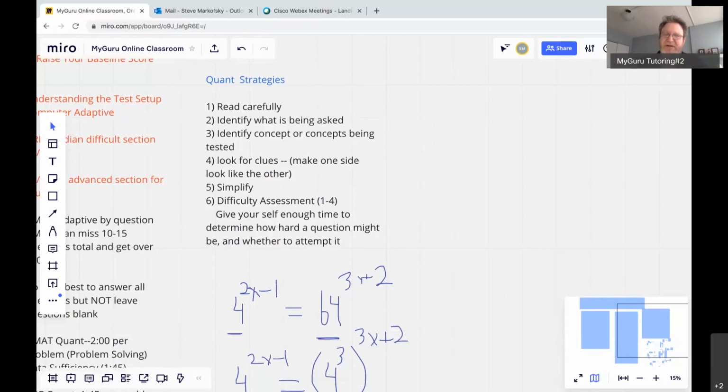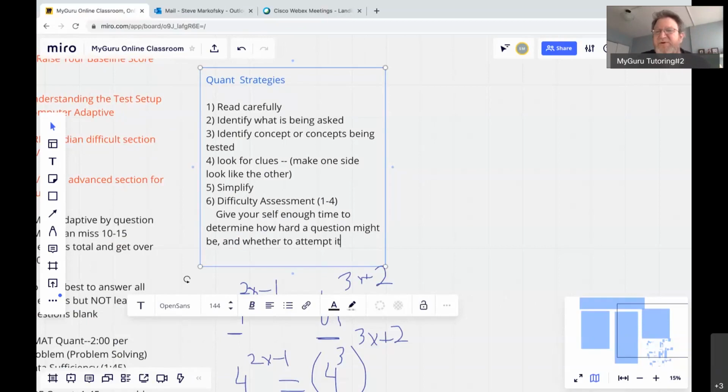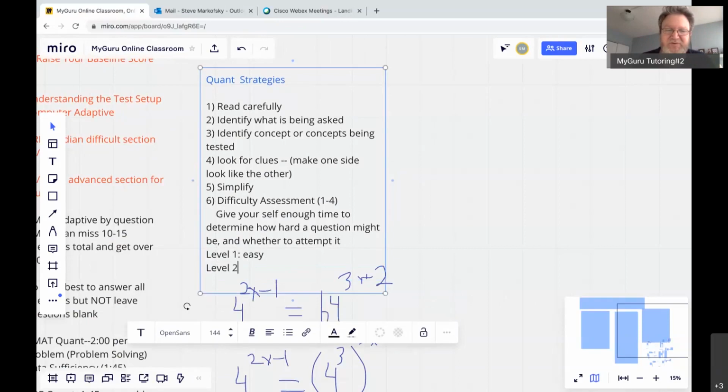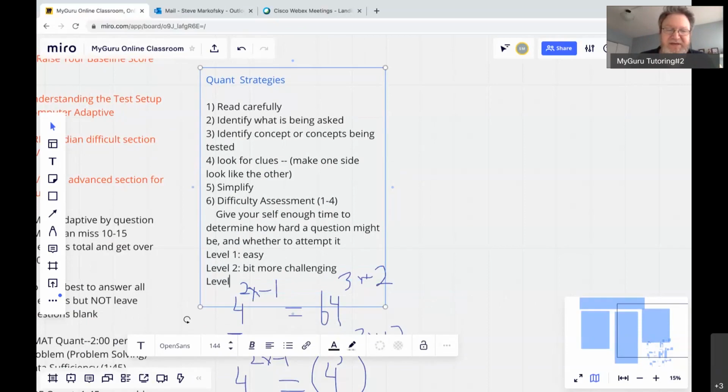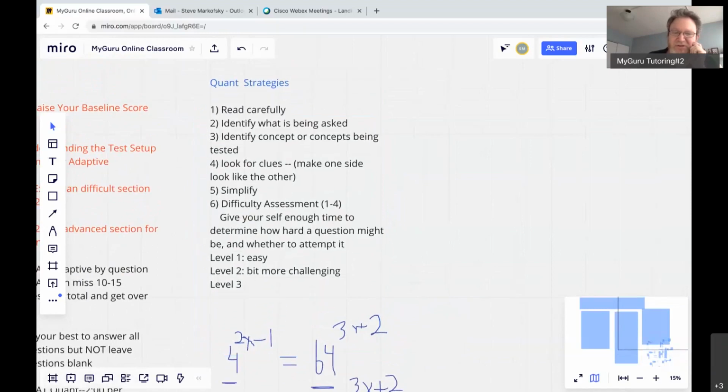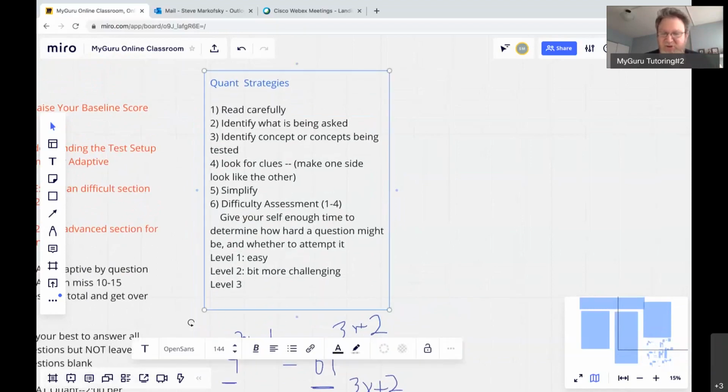Now, next level up would be a level 3. Say level 1 is easy, level 2 a bit more challenging. So level 3 is where you start to get into the potentially difficult categories. A level 3, and again, you don't want to make any of these determinations until you've given yourself a fair shot at least taking a look at the question. Level 3 is going to be something where it looks tough, but you've got some ideas.